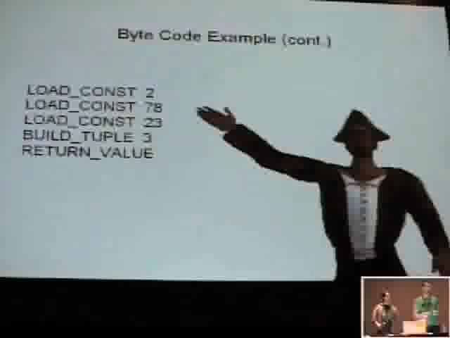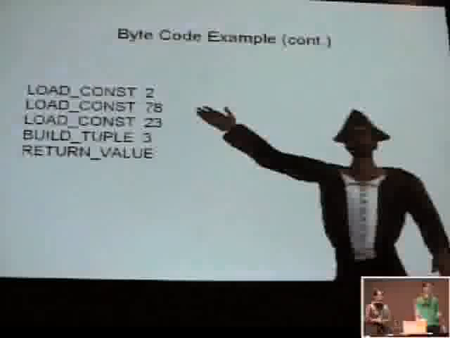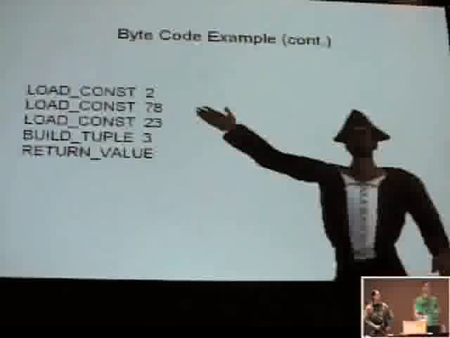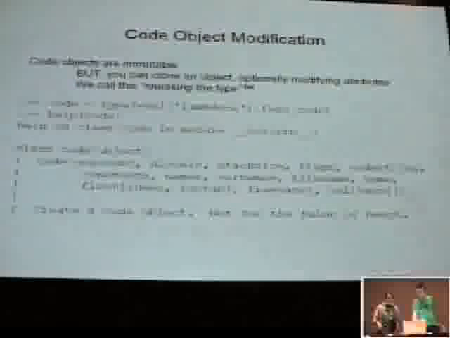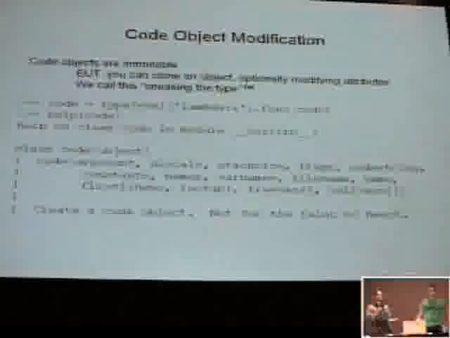So load constant loads a constant from the co_consts tuple list and pushes it to the stack. At index 2, it pushes the value at index 2 of co_consts onto the stack. Likewise for the other load const. Build tuple pops those three values off because it has an argument of 3, creates a tuple, returns it to the list, and return value pops it off to the caller. So it's fairly straightforward.